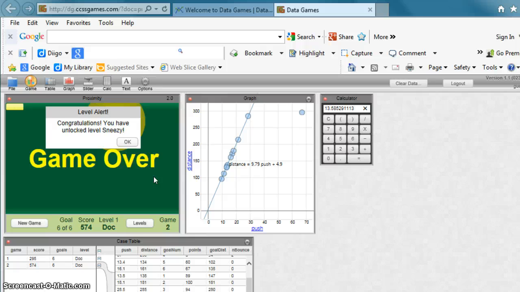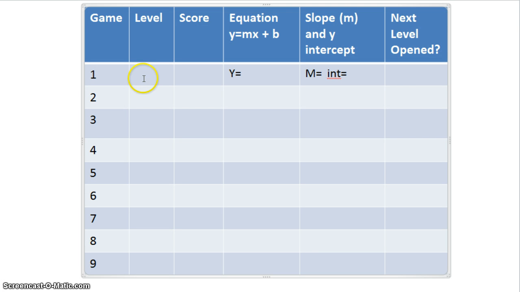Now that you have the equation of the line, you can play Proximity some more and hopefully improve your score. Use the scorecard in part 2 of your handout. So in the part 2 scorecard, you're going to fill out the level Dock. My score this time was a 574. My equation was 9.79x plus 4.9. So my slope is 9.79 and my intercept is 4.9.